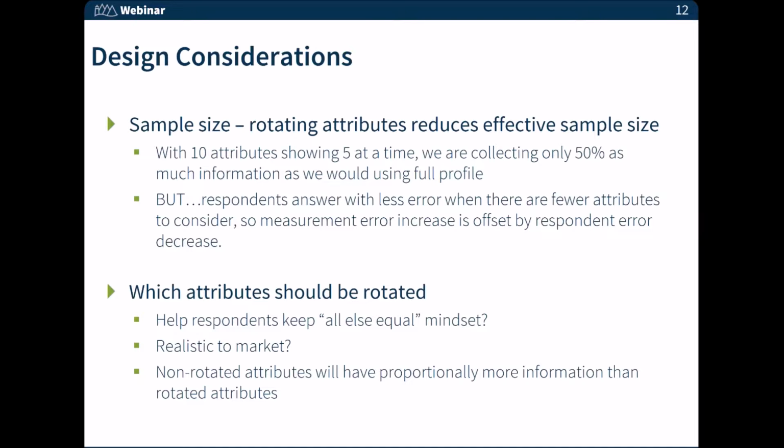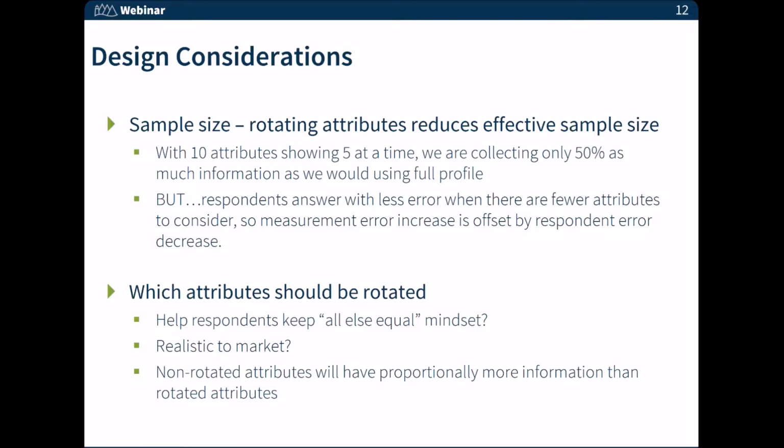You do have to keep in mind that non-rotated attributes will have more information than rotated attributes. So, if brand's showing up every time, you're obviously going to have more information about brand than you do about the other ones. Nice thing about that is that this also allows you to kind of control for information.